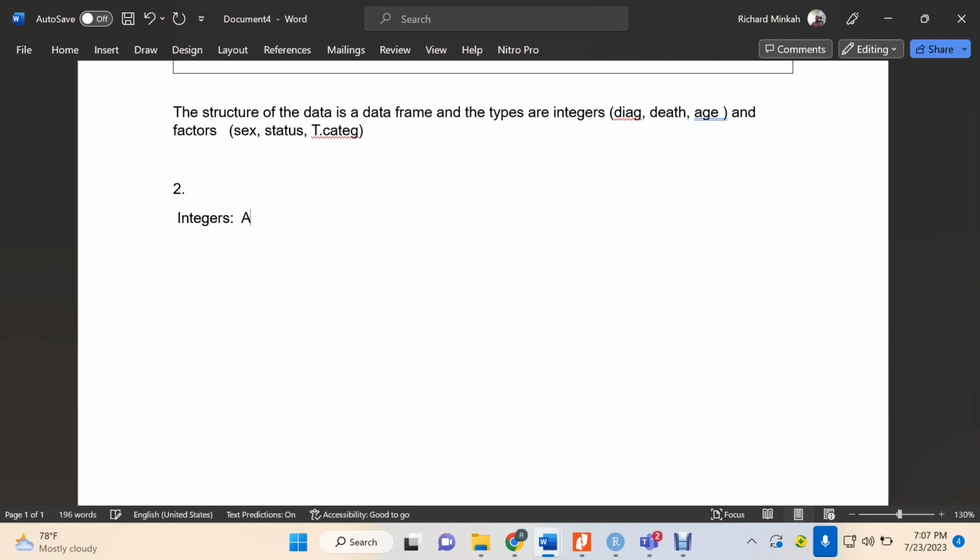So I'll choose age, and then for factors, I'll choose maybe sex, right? So this is what I have chosen, and that's all. Some of you were assigned whatever age, and you have been given a data set.